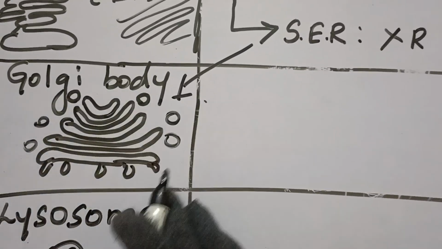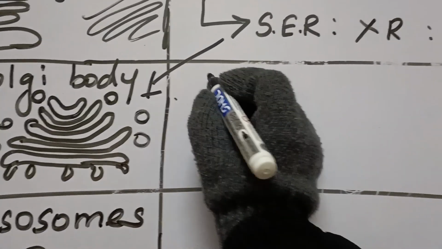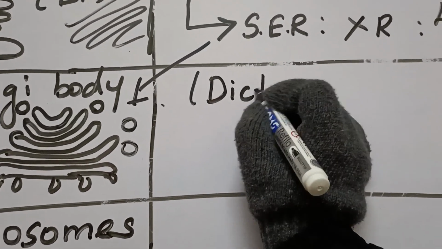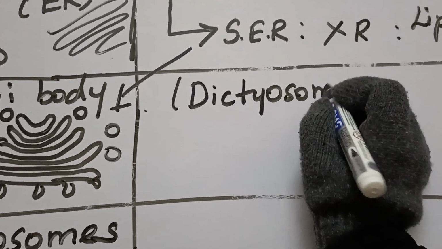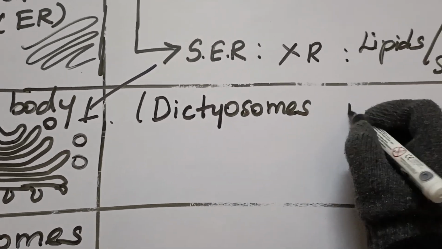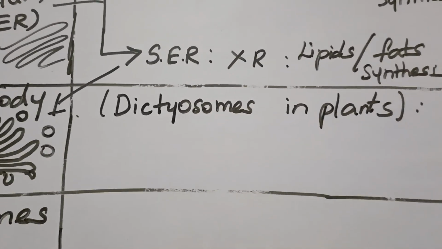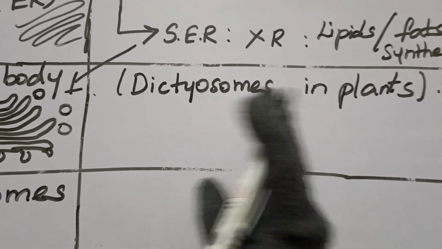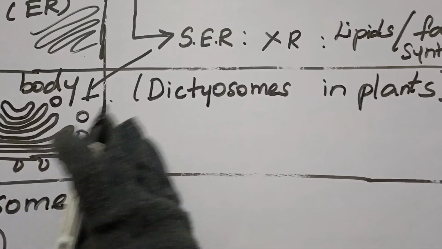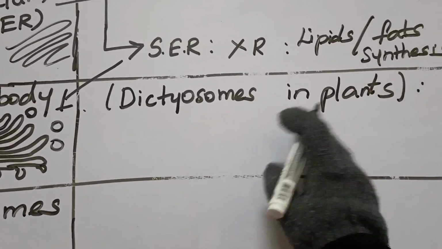Clear? Its structure is like this. It is also called dictyosomes. The word dictyosomes is used in the case of plants. So Golgi body or Golgi apparatus in animals, and the word dictyosomes can be used in plants.